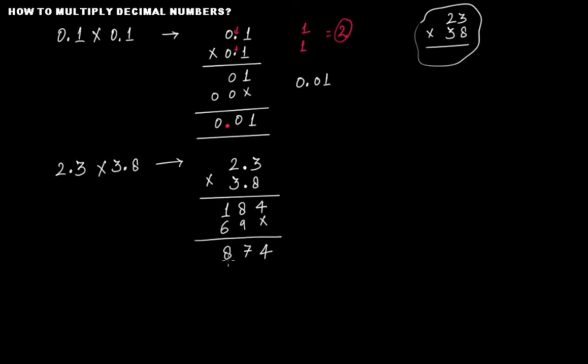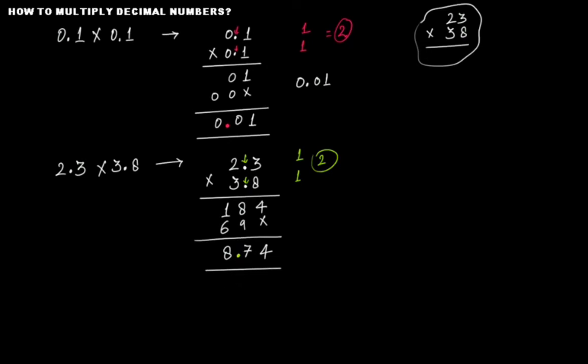Okay, now look at this decimal point. How many digits do we have to the right of this decimal point? We have only one digit. How many digits do we have to the right of this decimal point? We have again 1. So 1 plus 1 is how many? 2 digits. Starting from here, extreme right digit, 1 and 2. Place your decimal before the second digit. Okay, so 8.74 will be your answer.